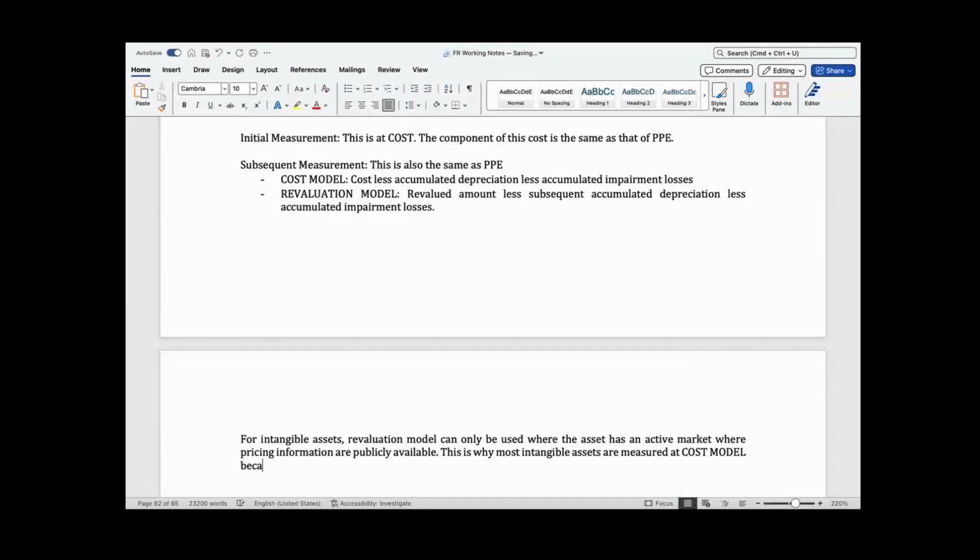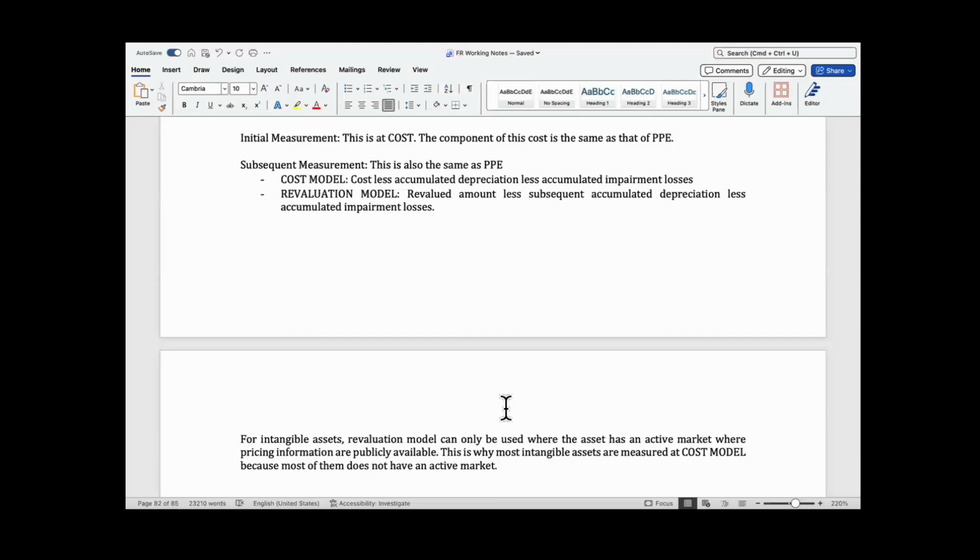Because most of them do not have an active market. There is no active market for them. Is it software? Is it websites? Is it patents? Is it licenses? In practice, you will use the cost model.